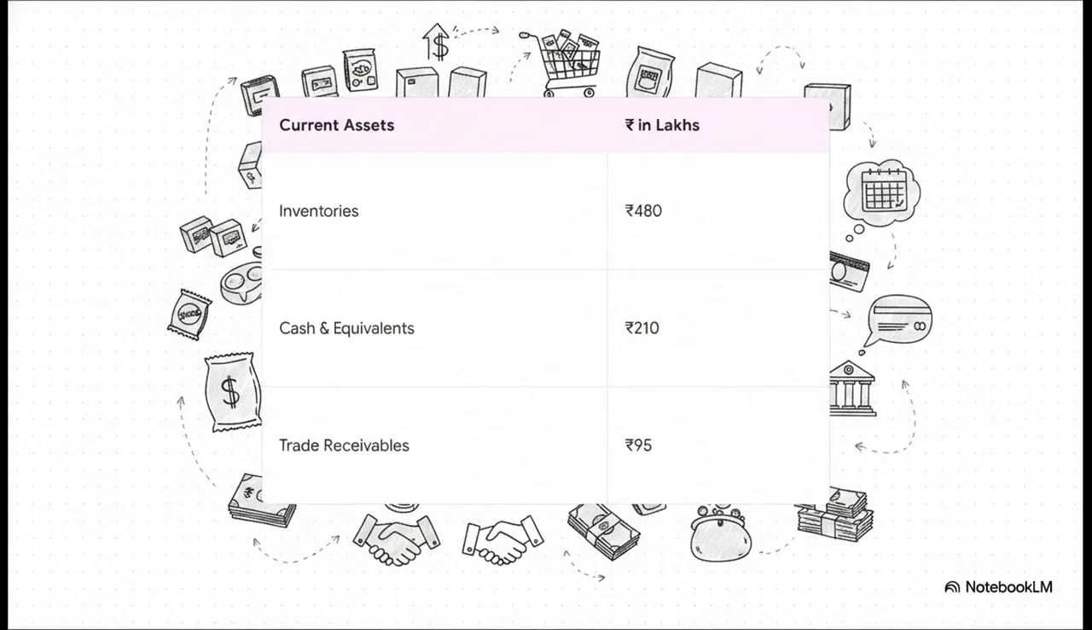Next, we have current assets. These are things that will convert to cash within 12 months, and honestly, they're the lifeblood of a retail business. Look at the 480 lakhs in inventories. That's the value of every single packet of biscuits and bag of rice sitting on their shelves right this second. And very importantly, they have a healthy 210 lakhs in cash and cash equivalents. This is pure money in the bank, ready to be deployed.